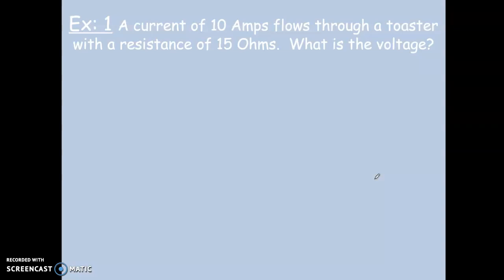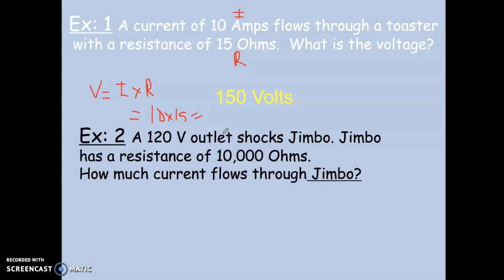So I have a current of 10 amps and a resistance of 15 ohms. What's the voltage? So it's 150 volts, because remember, this is going to be my R. This is going to be my I. So V is equal to I times R, or it's equal to 10 times 15, or 150 volts.